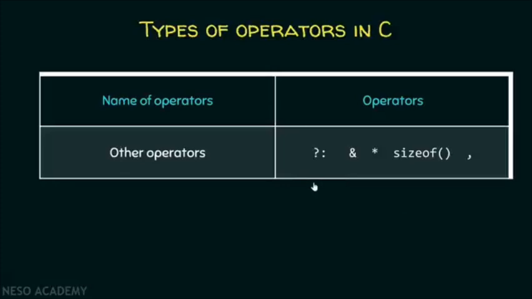The rest of the operators are the conditional operator, like this one. The ampersand, which is also called the address of operator. This is the star operator, which is used in pointers. We're going to have a discussion about them later on. The sizeof operator, which we already studied, and the comma operator, which is very important to know.